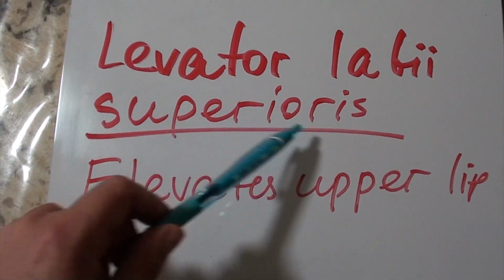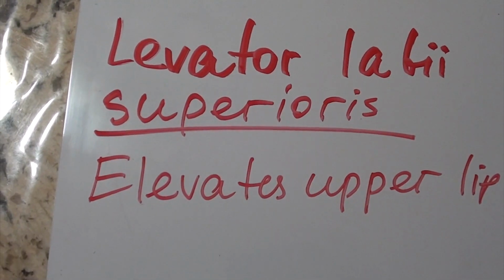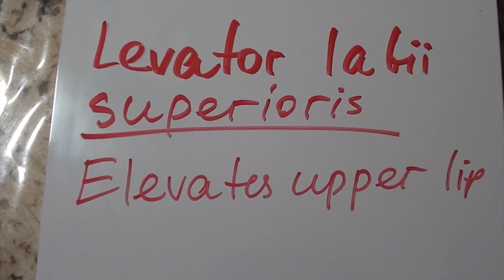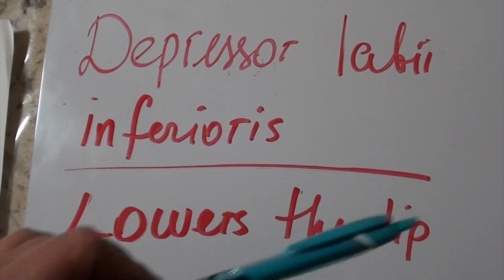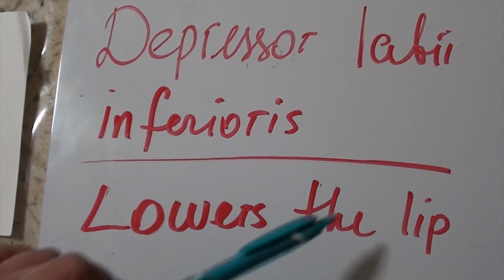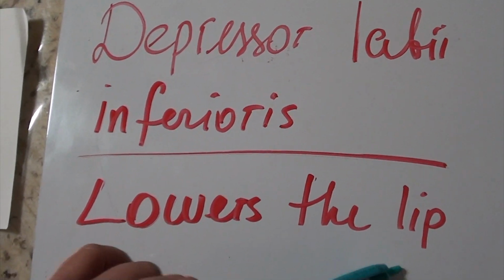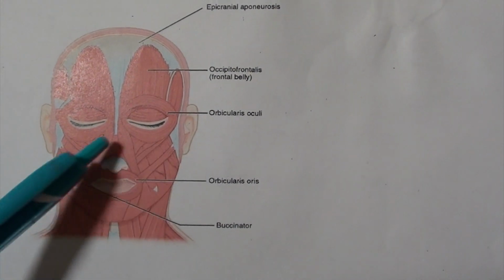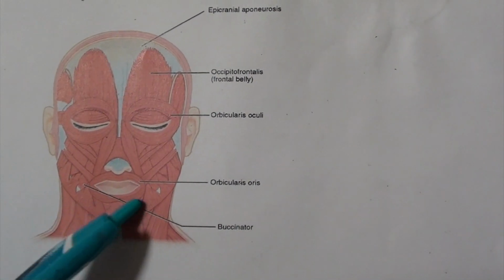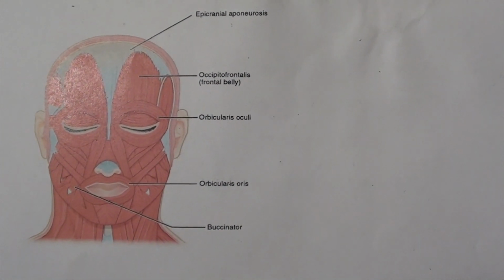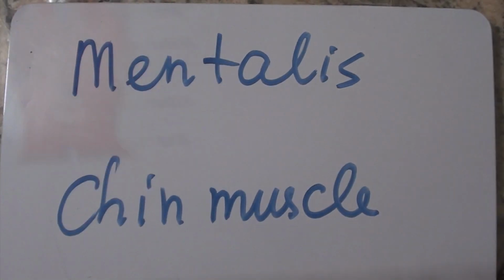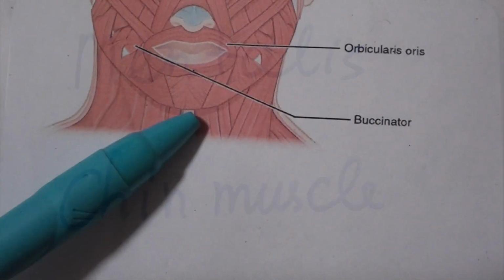Just remember, superior is upper, inferior is in the bottom, because the next one is inferioris. Depressor labii inferioris lowers the lip. So superioris is on the top of the lip, inferioris is on the bottom of the lip. Just remember those for your state board test. Mentalis is the muscle of the chin.